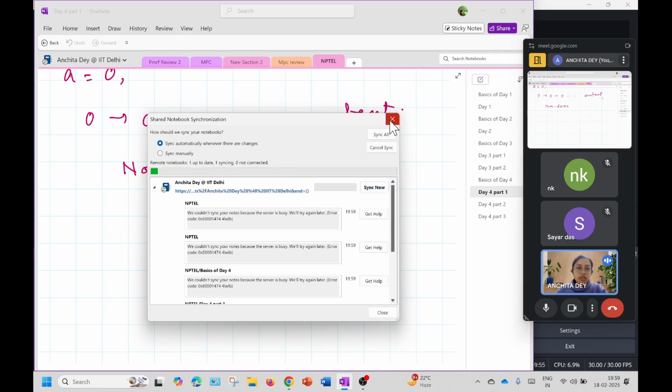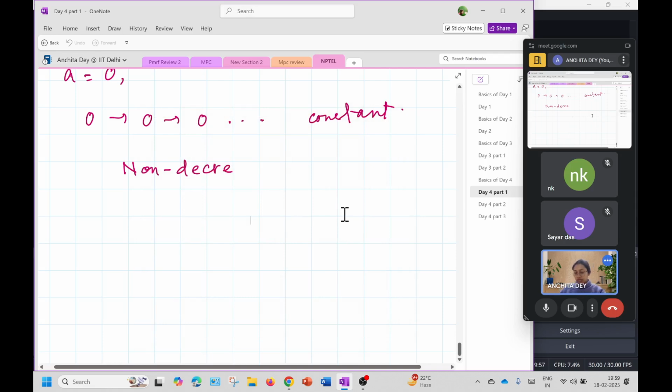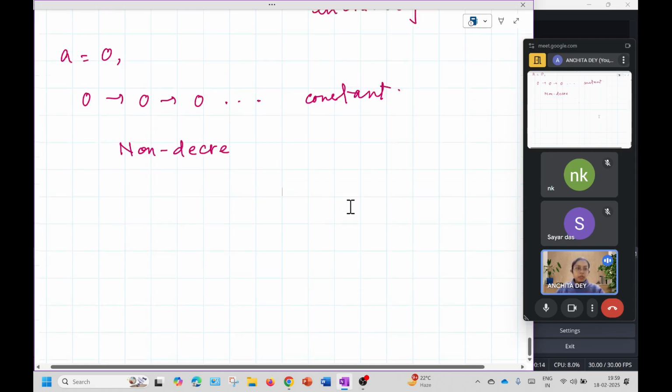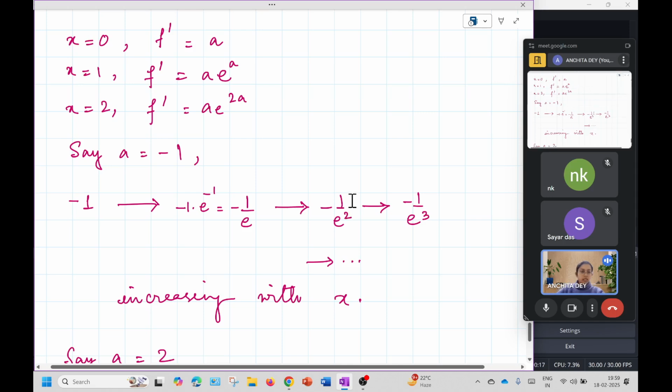Okay, so there is some network issue for which it's not syncing at the moment. But let me just keep on saying it until the internet is improved.